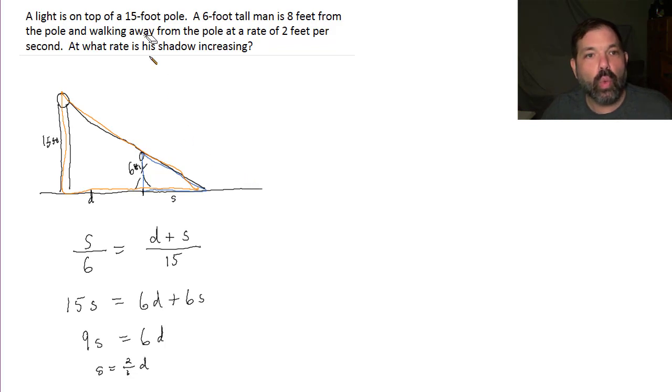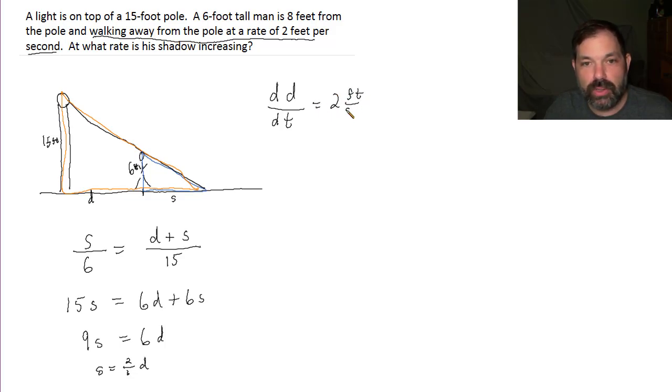We know that the man is walking away from the pole at the rate of 2 feet per second. So that's a change in D, right? D is the distance from the pole, and that's what's changing. That's what we have the value for. So we know that, D, poor choice of variable, sorry about that, dD/dt, the change in that distance with respect to time, is 2 feet per second.